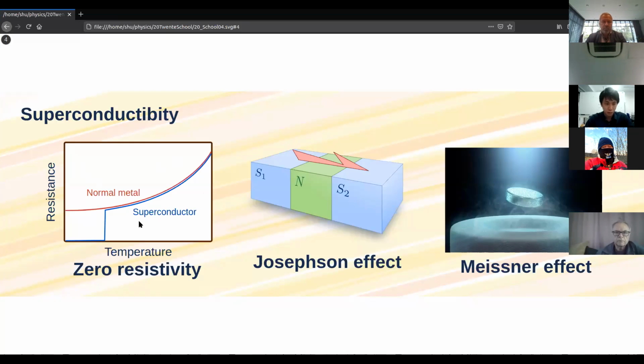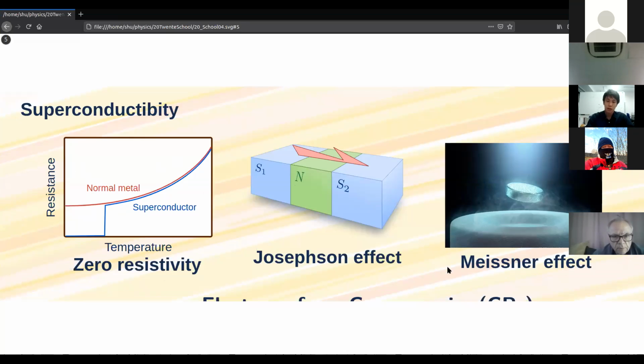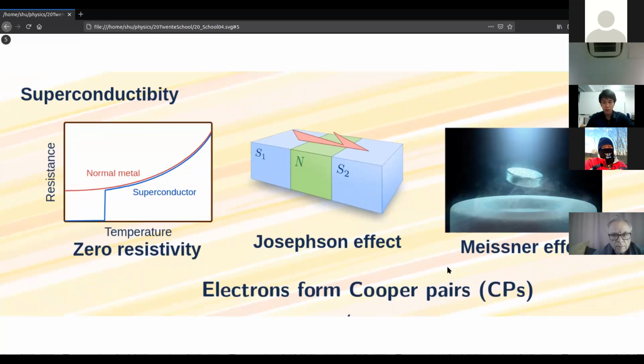Superconductivity occurs at a low temperature. In the superconducting state, the resistivity of the material becomes 0. In addition, the superconductor shows anomalous electromagnetic responses. And this superconductivity is caused by Cooper pairs.